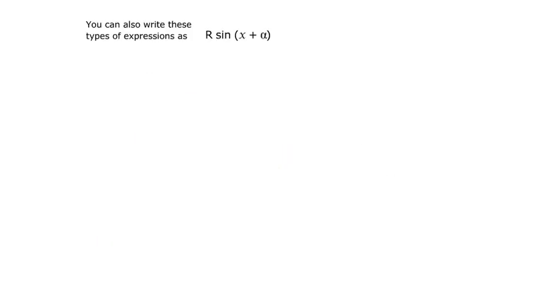So next I'm going to go through an example where instead of writing something in the form r cos of x minus alpha, I'm going to write it in a different way. This time we're going to aim for r sine of x plus alpha. So this is the one that we're going to do. We're going to start with 3 sine x plus 2 cos x, and we're going to try and write it in the form of r sine of x plus alpha.